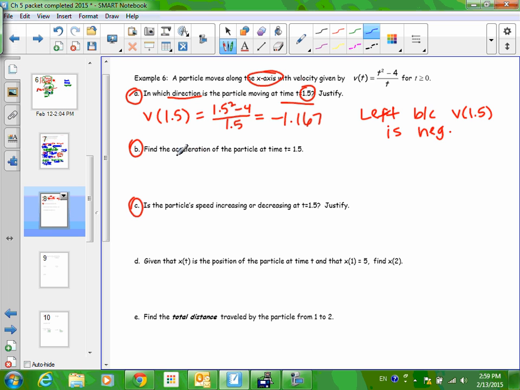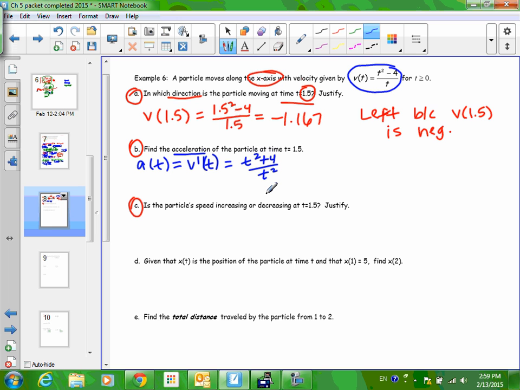Okay, for part B, acceleration. First of all, we just have to find acceleration. How is that related to velocity? Differentiate it: v prime of t. How many of you used the quotient rule? How many of you used your calculator? If you used your calculator, you get t squared plus 4 over t squared. If you used the quotient rule and simplified, you also got this.